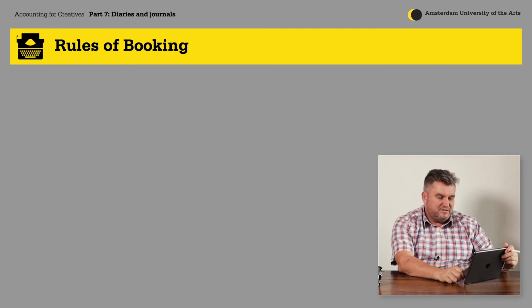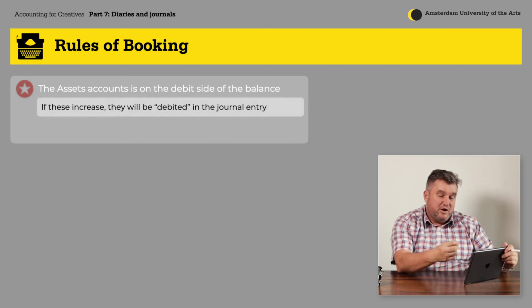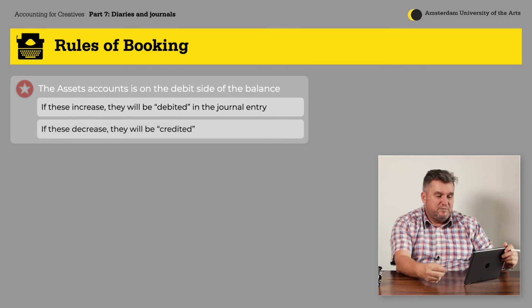So we go to the rules of booking. Now we know how it works. Now we know when to put it on the debit side or the credit side. We can see some pattern. If we look at assets, no matter what assets, we know it's on the debit side. So we know if it increases, we also put it on the debit side in our journal entry. If it decreases, we put it on the other side, so it will be credited, as we say in bookkeeping language.